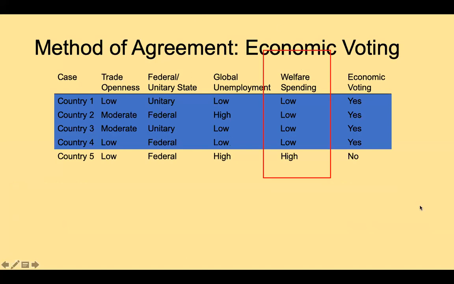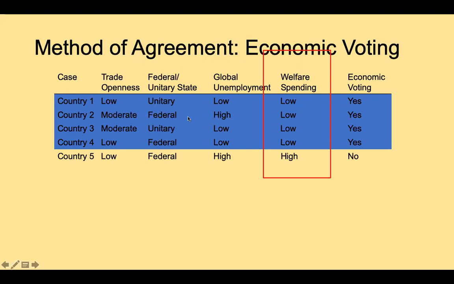Now, what I picked out was the welfare spending variable. You look at this, and the first thing that stands out is the positive cases in blue vary considerably along all three of these variables. They don't have anything in common when it comes to trade openness. They have different state structures. The cases here are at points in time where global unemployment is at different levels.